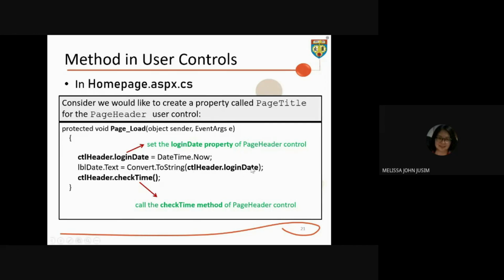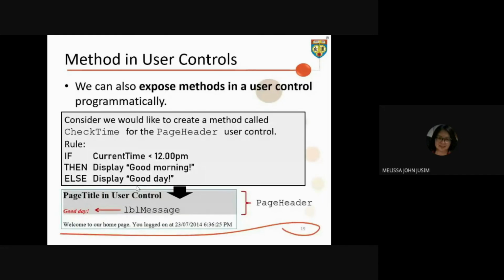After you give the initial value, which is the current date and time, we will convert it first and display the date in a label. And then use back your user control and call the check time method. So in this particular example, it's making use of both the property and method of the user control. That's how we can display this.